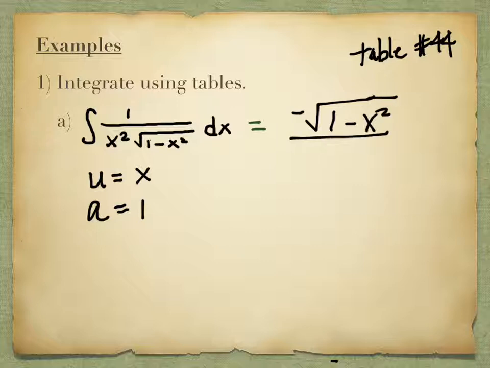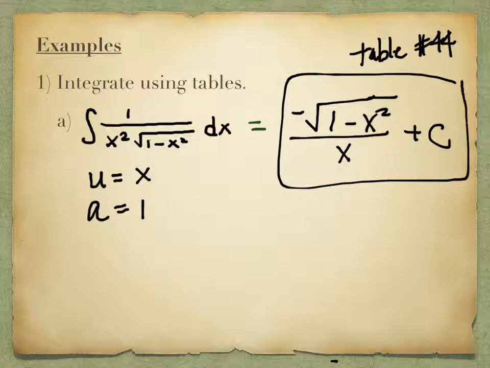We're going to write this over, and then on the denominator it says a squared u. And your a was 1, and your u is x. So this is over x plus c. And you're done.